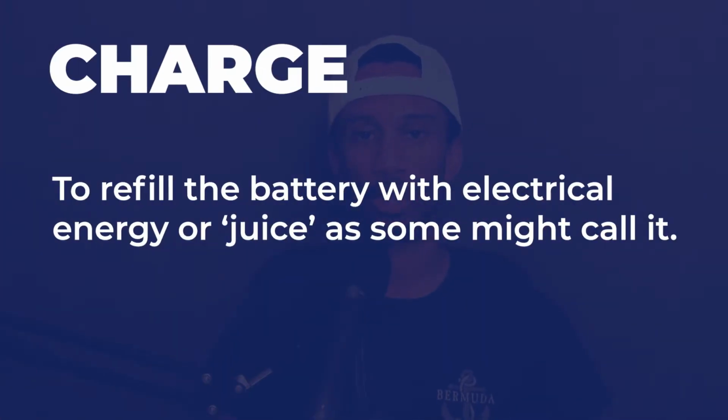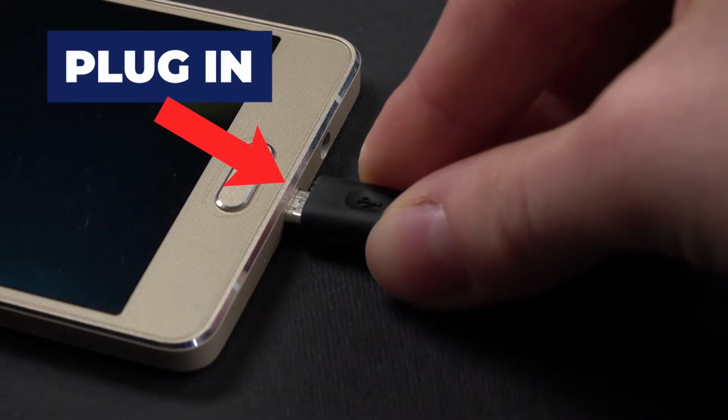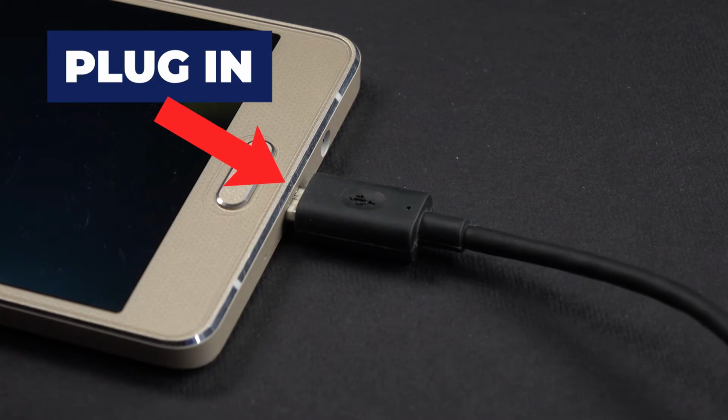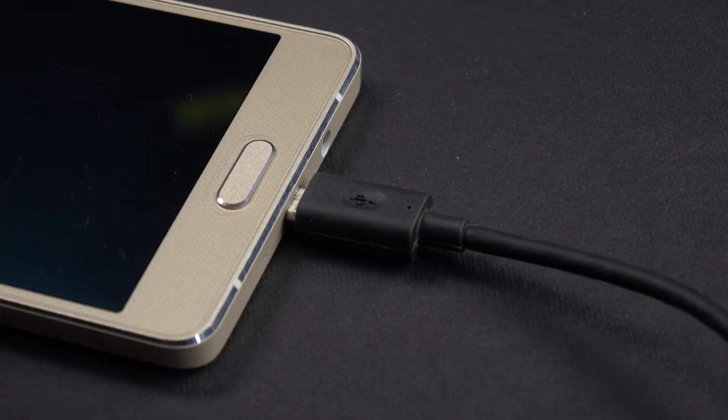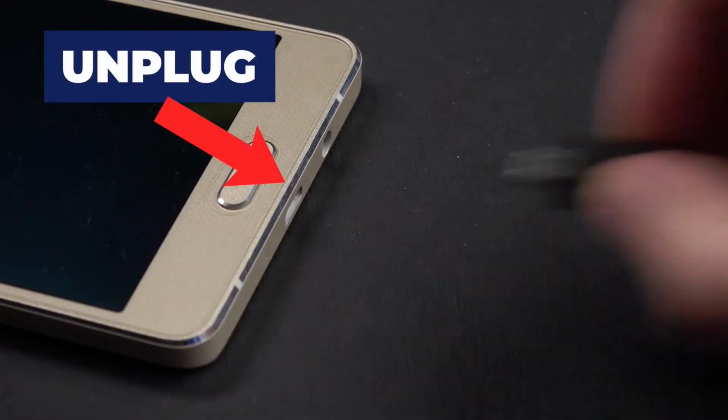So the next verb on the list is charge. And to charge the phone just means to refill the battery with electrical energy, or juice, as some people might call it. And when you charge your phone, you have to take the charging cable and plug it into the phone. Okay, so you plug in the cable, and then when you're done charging the phone, you unplug the charging cable, or you unplug the phone.